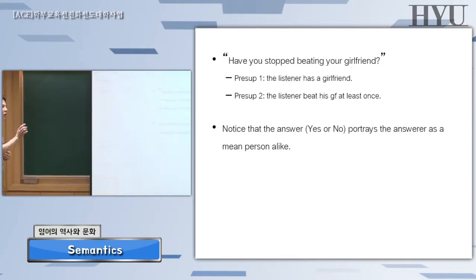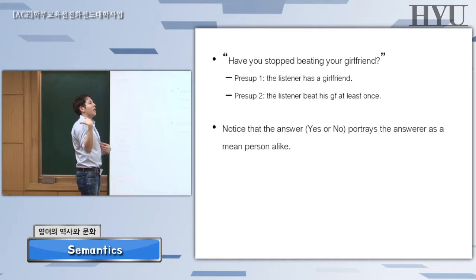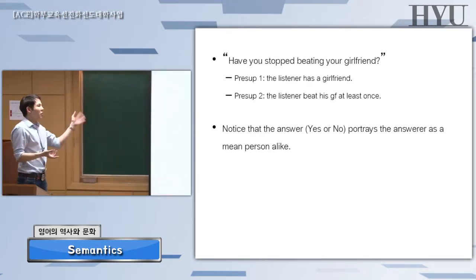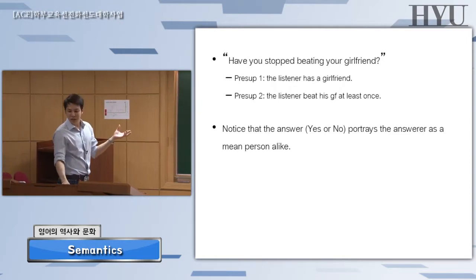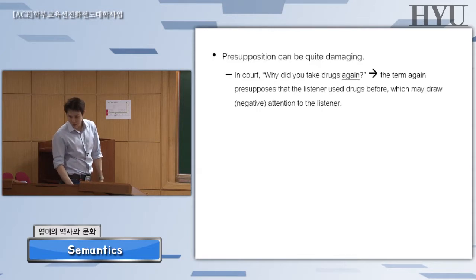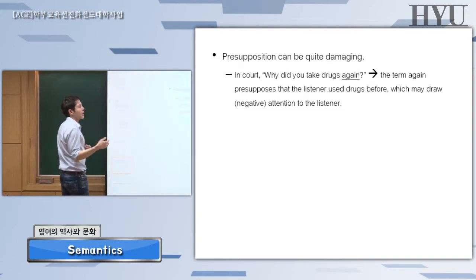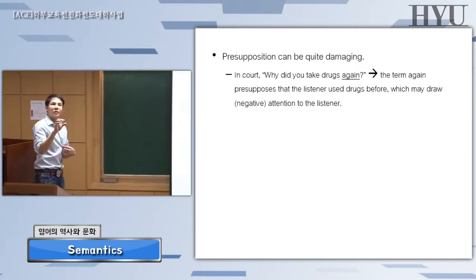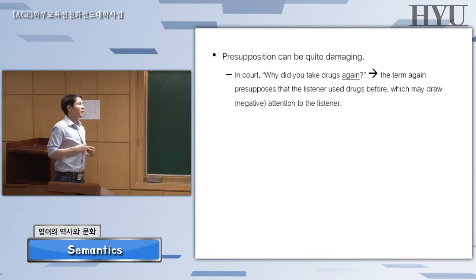No matter whether you answer yes or no, yes, I have stopped beating, no, I haven't stopped beating yet, no matter what you answer, the presupposition still holds, right? So the presupposition still exposes you as a mean person, like that. Okay? And presupposition can be quite damaging. Why did you take drugs again? The word again presupposes that it must have happened before, right? So that sentence presupposes that you are a drug addict, like that.